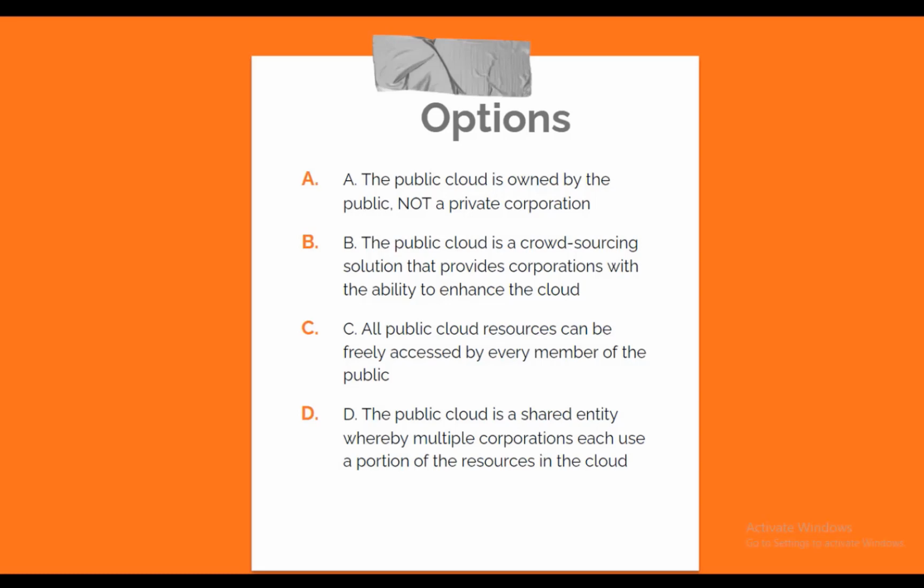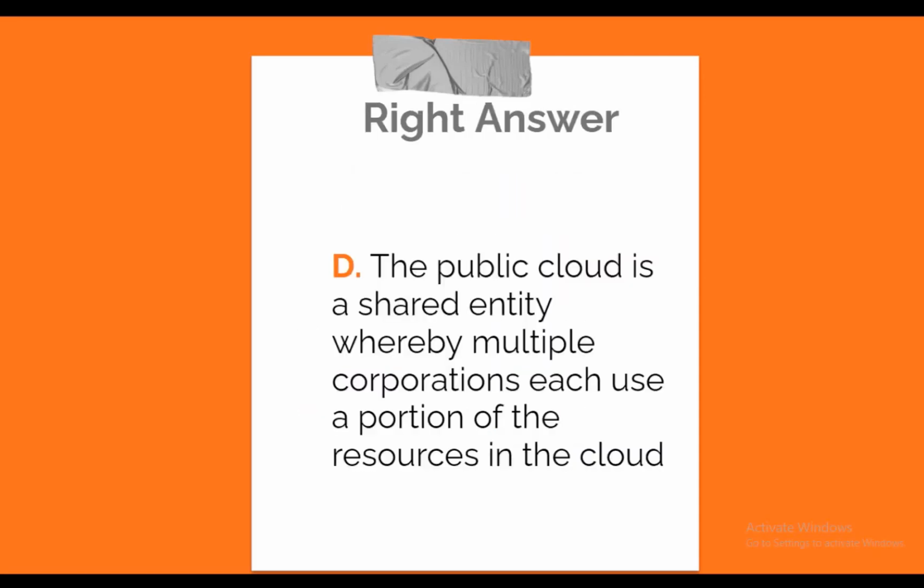Option A. The public cloud is owned by the public, not a private corporation. Option B. The public cloud is a crowdsourcing solution that provides corporation with the ability to enhance the cloud. Option C. All public cloud resources can be freely accessed by every member of the public. Option D. The public cloud is a shared entity whereby multiple corporations each use a portion of the resources in the cloud. And the correct answer is option D.